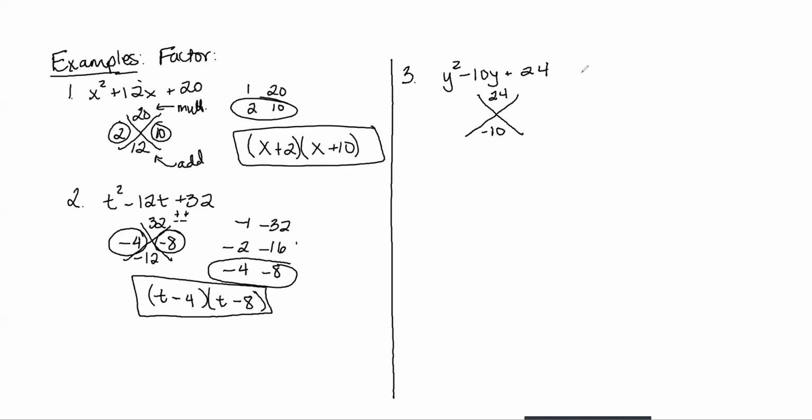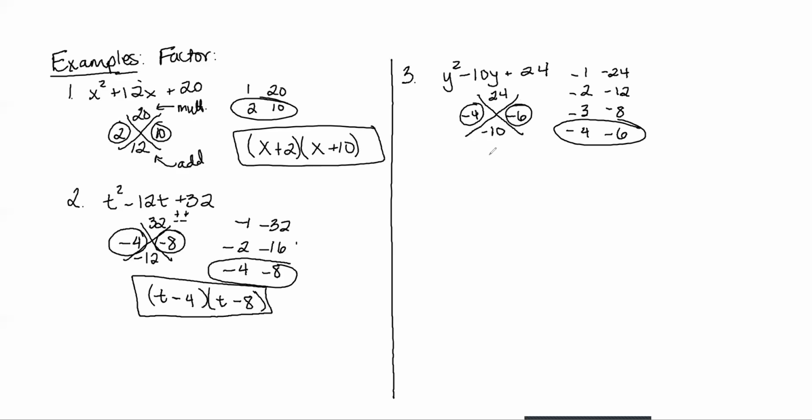So let's list out our factors. We've got 1 and 24, 2 and 12, 3 and 8, and 4 and 6. They all have to be negative. This part is not as important here. It'll be really helpful once we get to another case where we have a positive and a negative. But our two numbers here are negative 4 and negative 6.